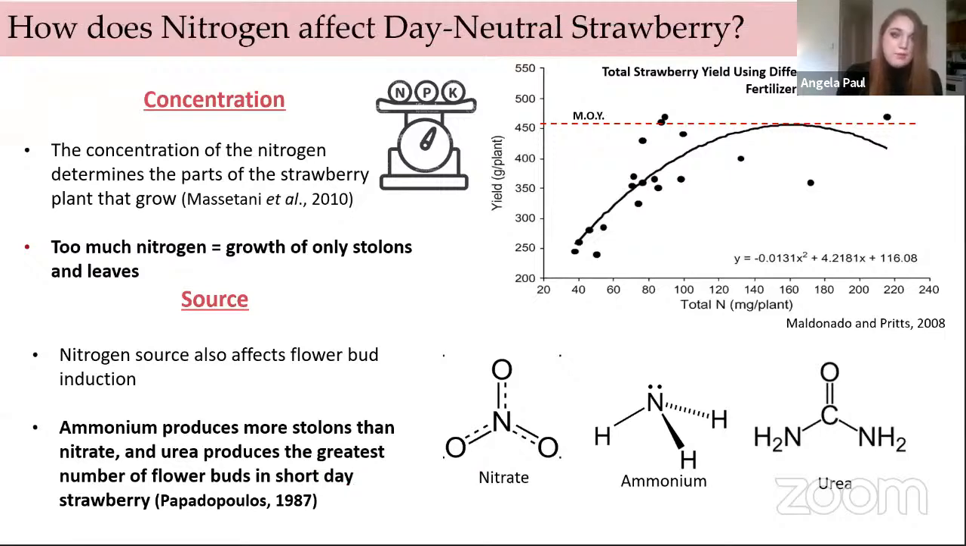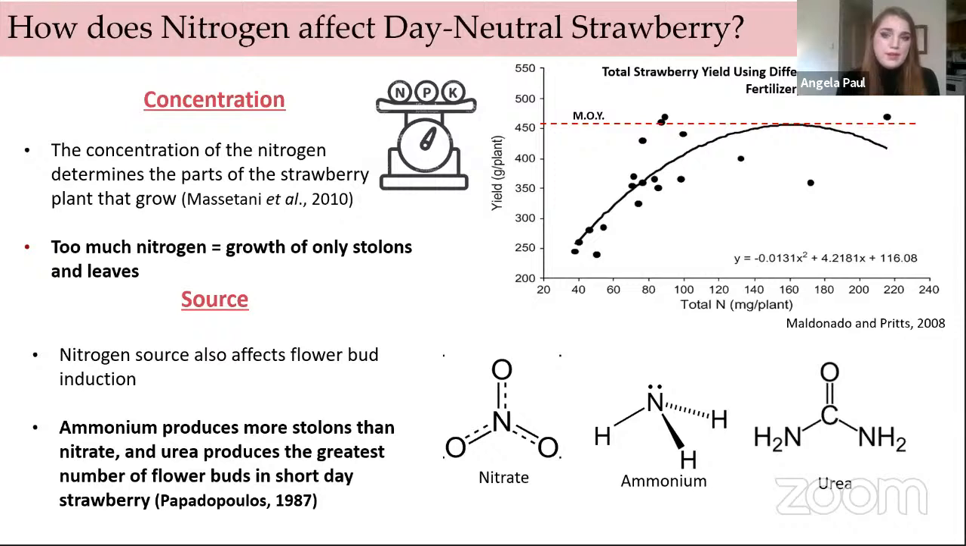So for my project, I wanted to particularly look at nitrogen and its effect on day neutral strawberry. The two main things I wanted to cover were the nitrogen concentration as well as the nitrogen source. First, looking at nitrogen concentration, I found that it significantly affects the parts of the strawberry plant that will grow. With too little nitrogen, you're going to risk lowering your yield potential.